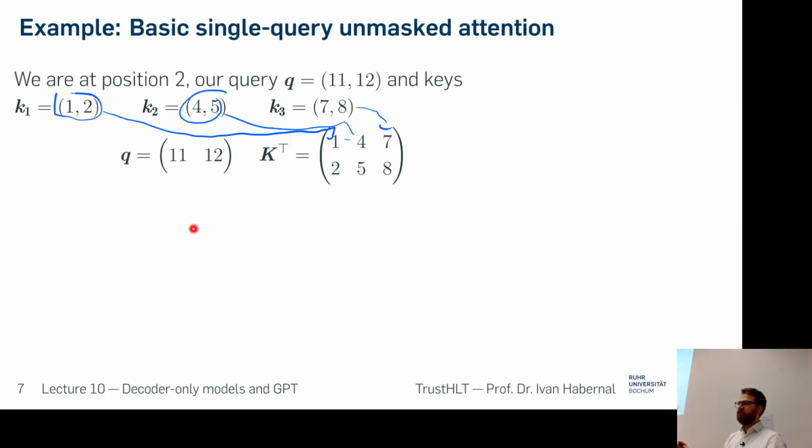Okay, does it make sense? So this is just a workout example. What we are now going to do is, for each key, take the dot product of this Q vector with each column.